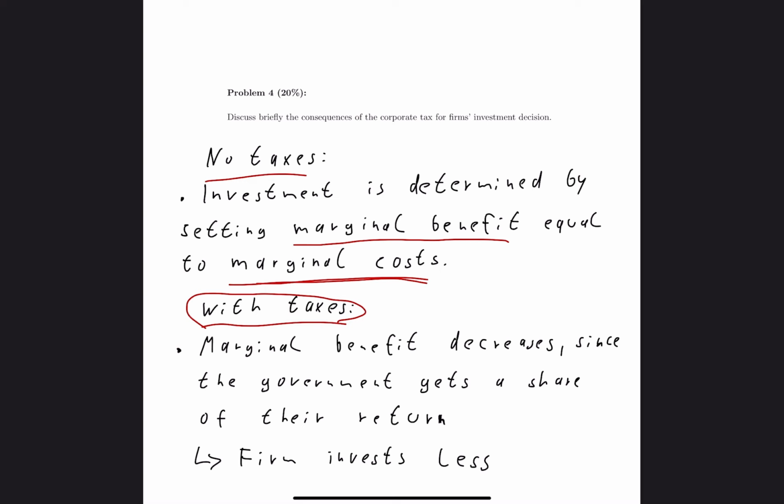And since in this example the marginal costs are unaffected, it means that firms invest less because the marginal benefit is decreasing, whereas the marginal costs are still the same. So if you simply introduce taxes, in general, the firms will invest less.